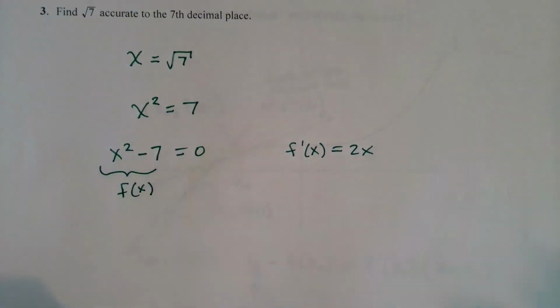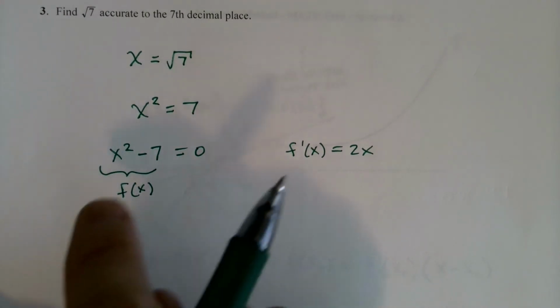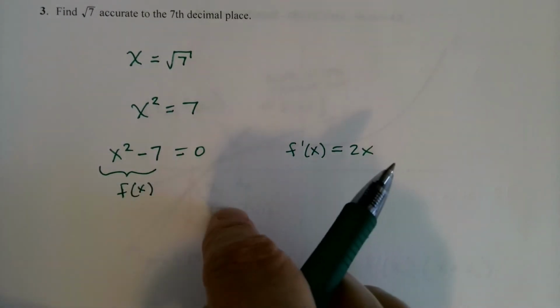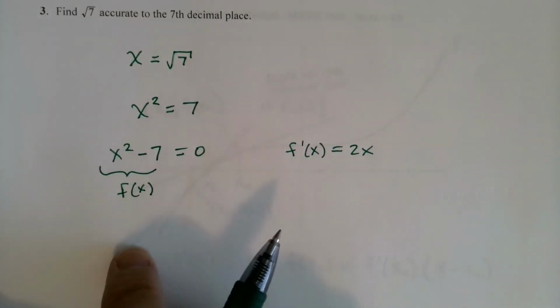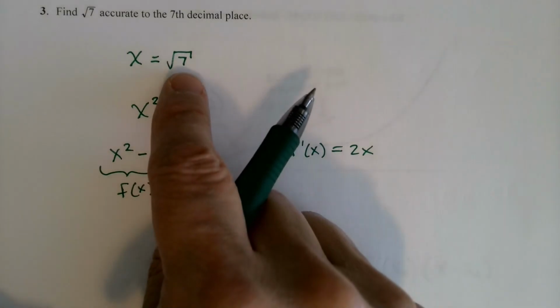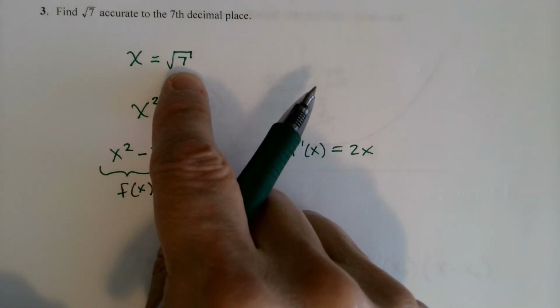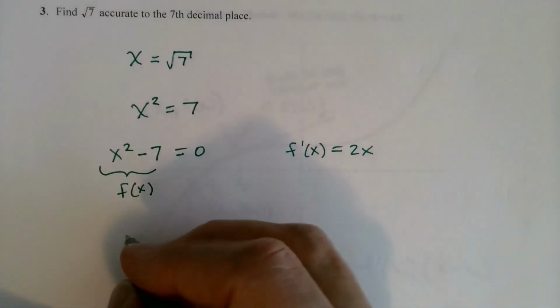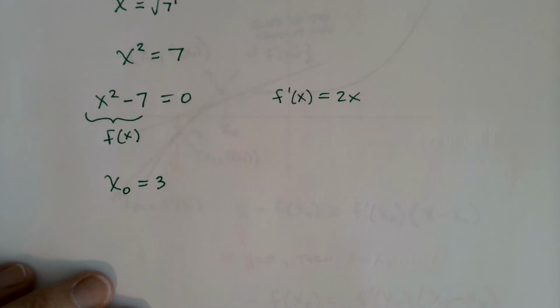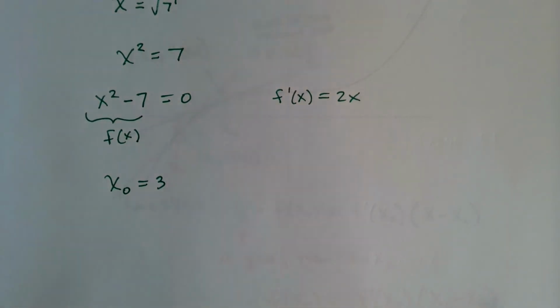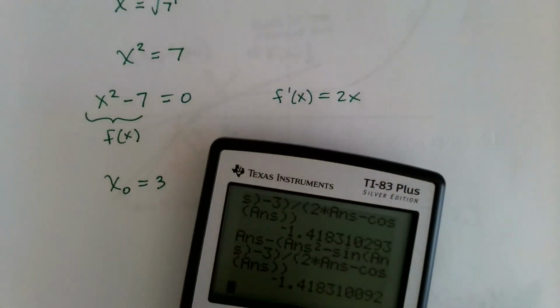Okay. And if I wanted to estimate a starting point, let's think about this. I know the square root of 4 is 2, and the square root of 9 is 3. So the square root of 7 is somewhere between 2 and 3, right? And since 9 is closer to 7 than 4, my initial guess I'm going to use is 3. Okay, so it's somewhere between 2 and 3. I think it's a little bit closer to 3 than 2, but here's my estimate. Okay, and so we go back into the calculator.